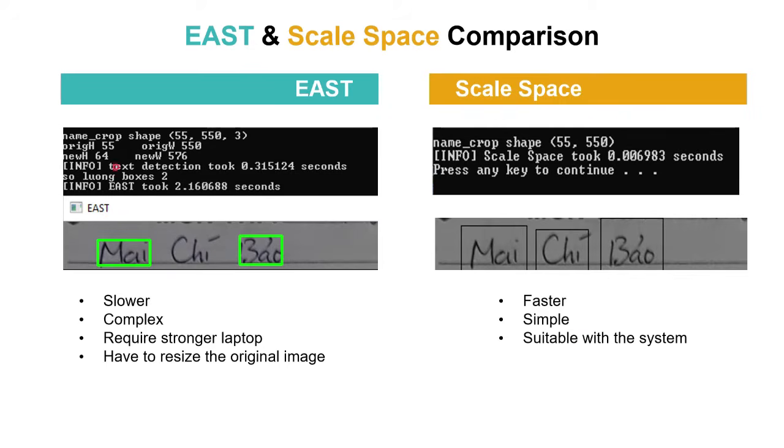Furthermore, EAST has to resize the original image to a multiple of 32. Like the original size is 550 by 550, we have to resize it into 576 by 576. But in this project, I will use the scale space technique.